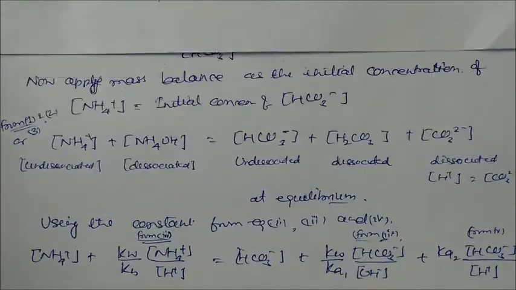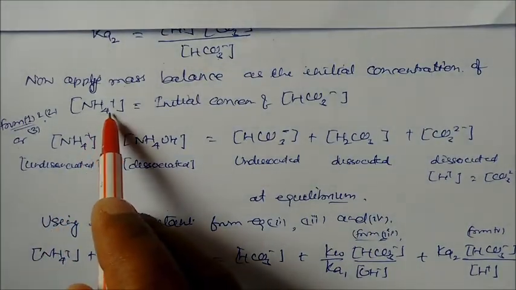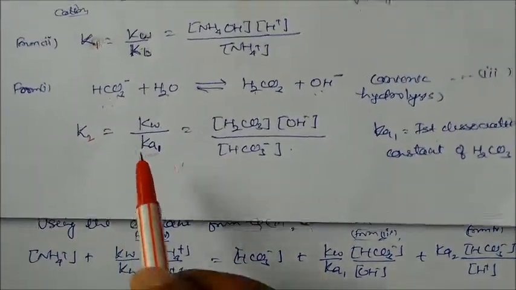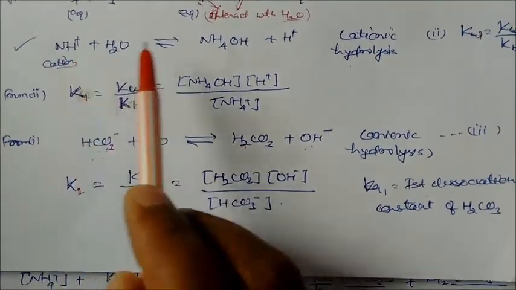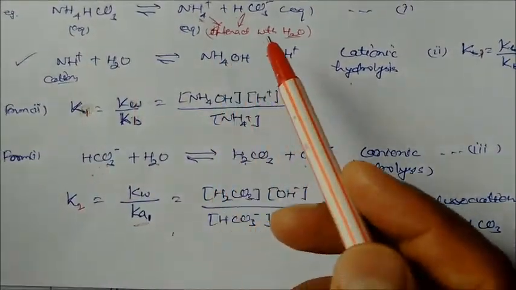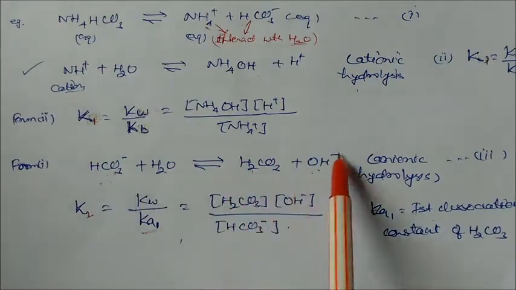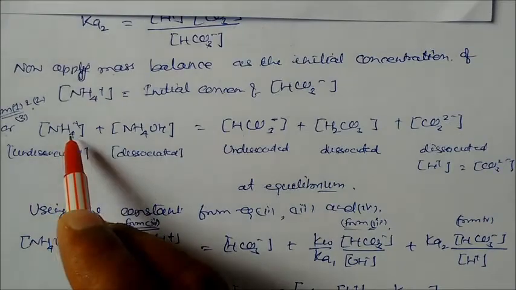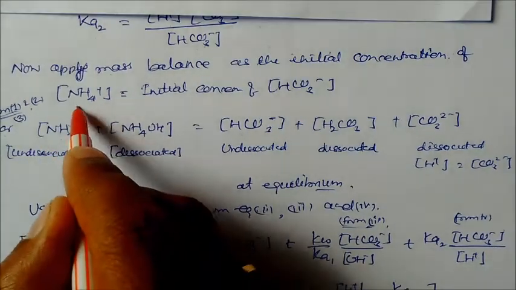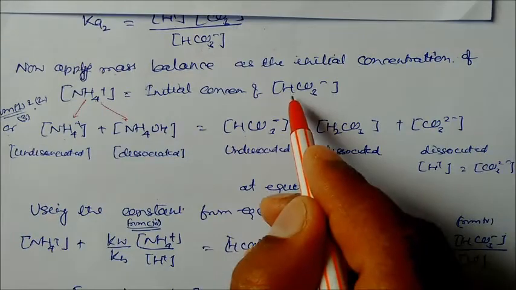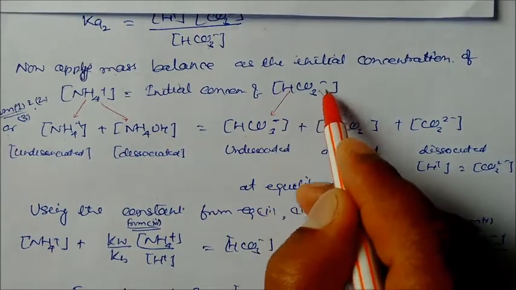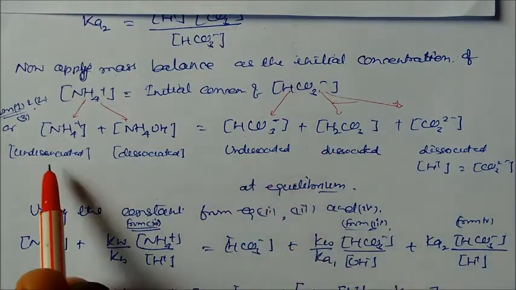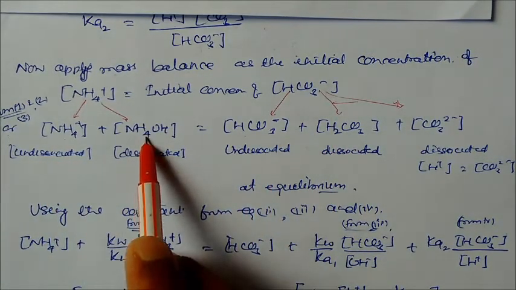See here, we have taken ammonia, which dissociates into undissociated ammonium plus ammonium hydroxide. So both we will take at equilibrium: this plus this plus this is equal to the concentration of this plus whole this. Here for ammonium, we get two concentrations, this one, and for bicarbonate we get this one and two from this one together. So if you remember, the undissociated at equilibrium is equal to the dissociated at equilibrium.